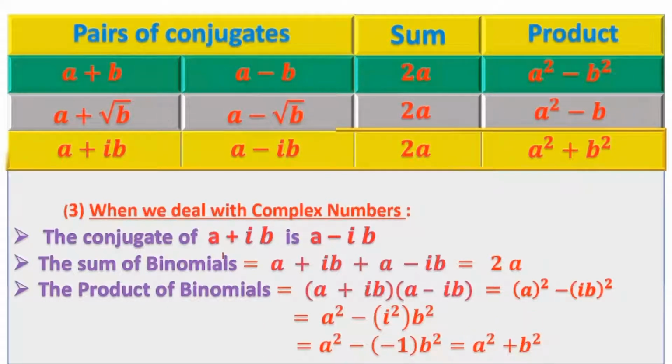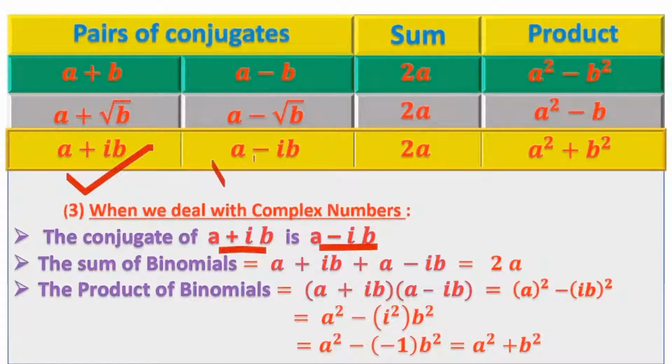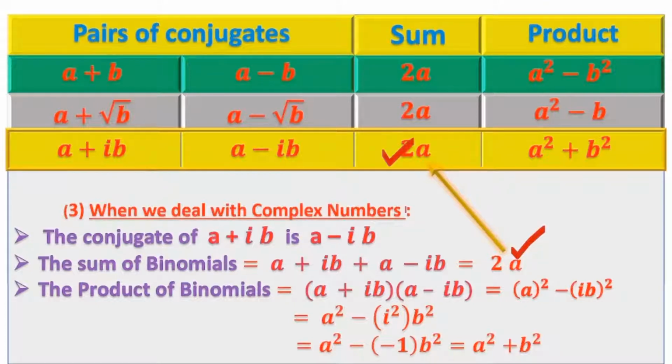Let us consider the above table. Here, a plus ib and a minus ib are the conjugate of each other. Their sum is the rational number twice a, and their product is the rational number a square plus b square. Friends, now you are well prepared to obtain the conjugate of binomials.